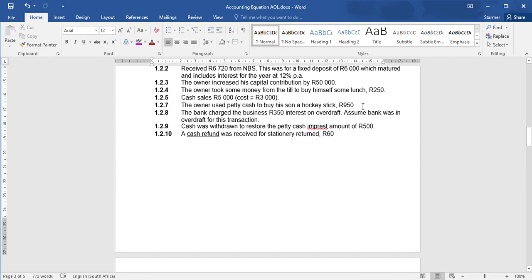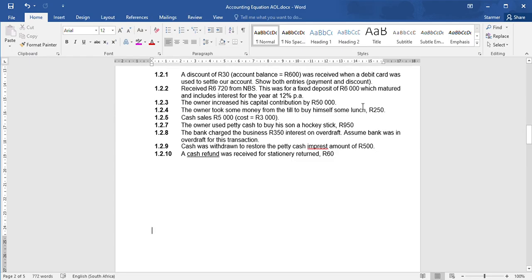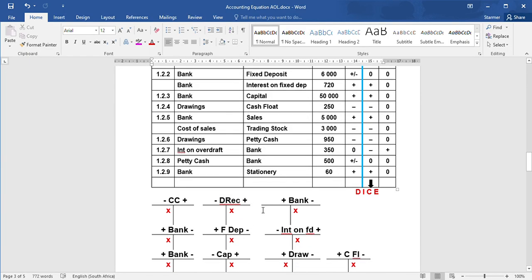Alright, the next transaction. Received 6720 from NBS for a fixed deposit of 6,000 which matured and interest for the year. We're going to need to use two lines here. One for the 6,000 and one for the 720 Rand interest. And now we start with our accounts. The accounts that are affected here are your bank, your fixed deposit, and interest on fixed deposit. Bank is an asset plus minus. Fixed deposit is also an asset plus minus. Interest on fixed deposit is a liability minus plus.